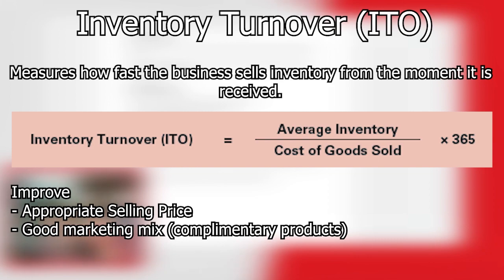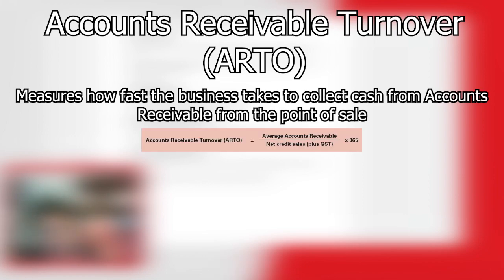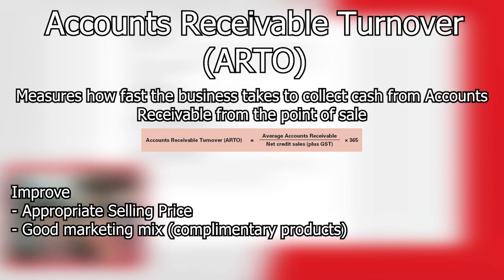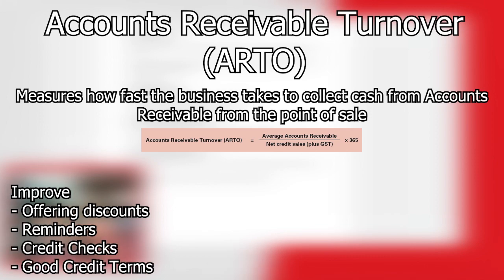Next, we've got the accounts receivable turnover. How long does it take to collect cash from accounts receivable? So this is from the point of sale to when the cash comes in. We looked at this in the accounts receivable chapter. And the way this is measured is average accounts receivable over net credit sales plus GST times 365. Answer will be in days again. And how do we improve this number? The main way we improve this number is by offering discounts, having reminders, doing good credit checks, and offering good credit terms so people will be willing to pay back, having those positive customer relations.